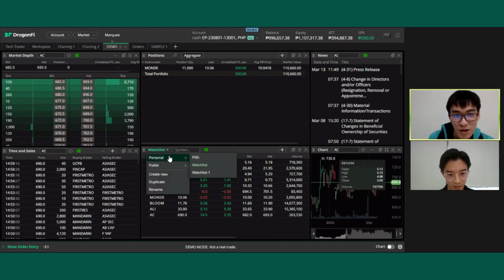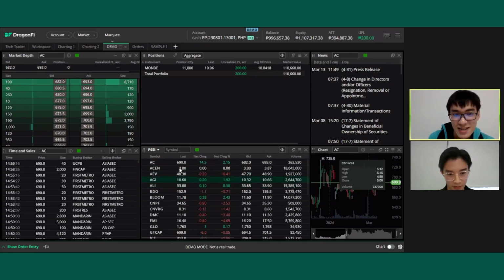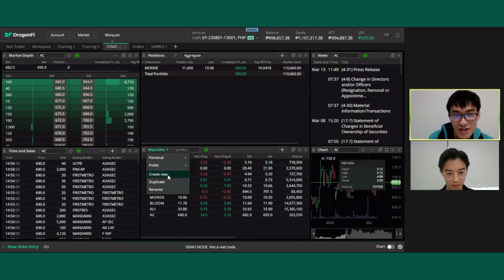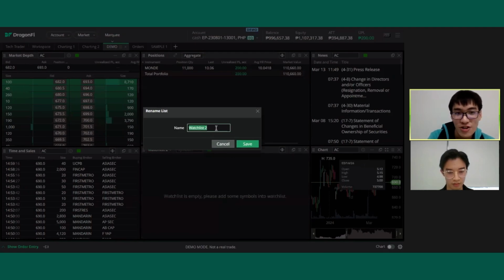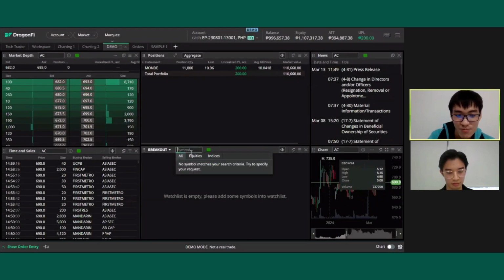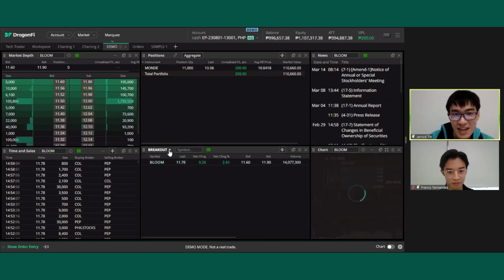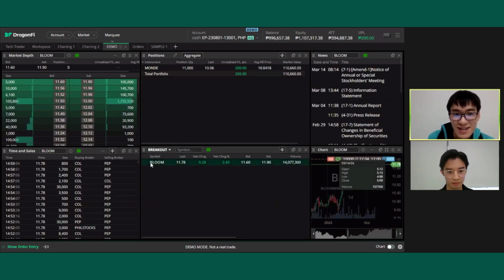Then you also have public watch lists. So let's say the list of the PSEI, you can just load it here. If you want to create your own watch list, click create new and you can name your watch list. Let's say breakout. All your breakout trades you can put here. I'll place BLOOM here since it's looking like a good breakout trade.